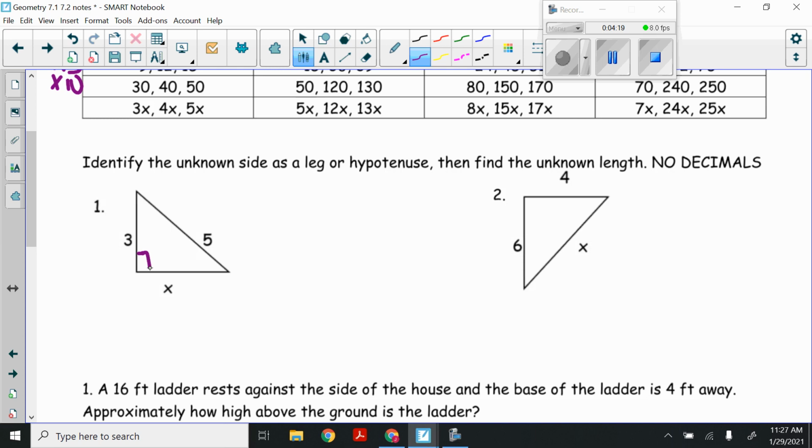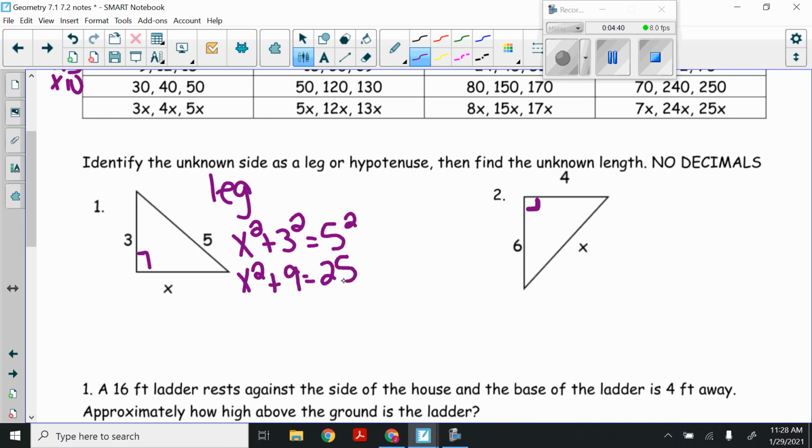This is why we did all of our radical review. These are where our right angles are. So I notice that the x is not across from the 90, so I know that this is a leg I'm looking for. So we would set this up, x squared plus 3 squared has to equal 5 squared. So I have x squared plus 9 equals 25. Subtract 9 from both sides, so I get x squared is equal to 16. And then take the square root of both sides, so I get x is equal to 4, and again we said that was a leg.